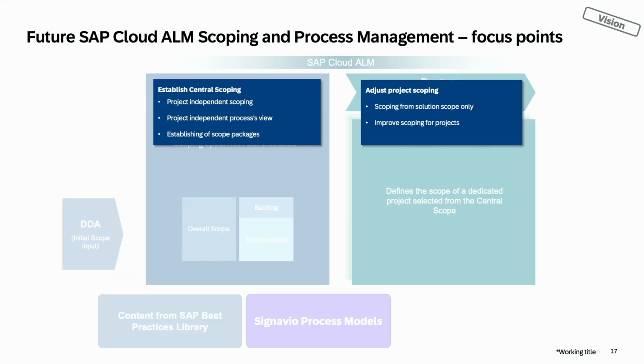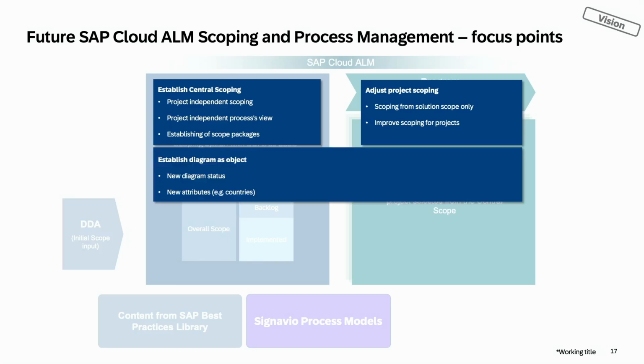Then we have further the project scoping. So the project scoping will for sure change. It'll have the central scope as one source for the project scope, and it will have new authorizations in regards of having the scoping and having the editing of processes in one hand.